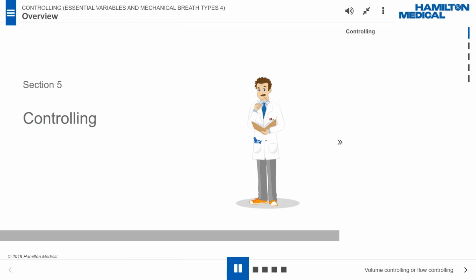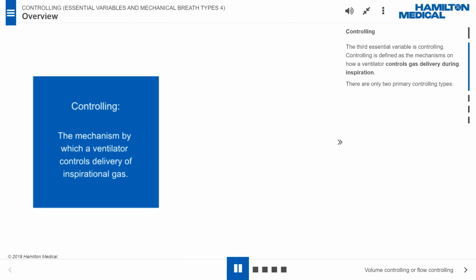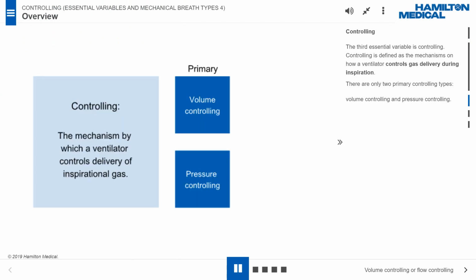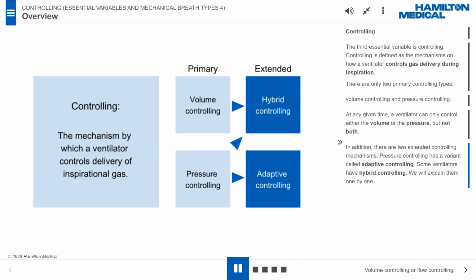Controlling. The third essential variable is controlling. Controlling is defined as the mechanisms on how a ventilator controls gas delivery during inspiration. There are only two primary controlling types: volume controlling and pressure controlling. At any given time, a ventilator can only control either the volume or the pressure, but not both. In addition, there are two extended controlling mechanisms.